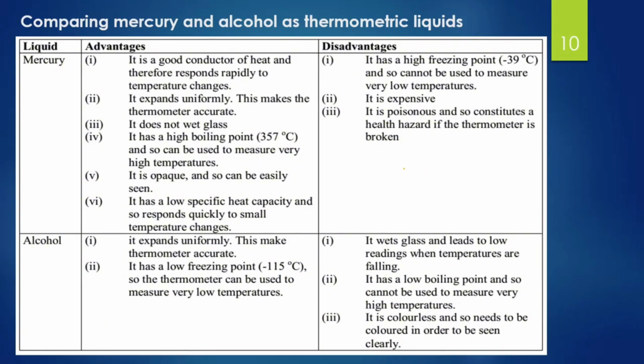So we have a simple table here that lists the advantages and disadvantages of mercury and alcohol as thermometric liquids. So you can pause the video and go through these properties. They will help you in your exams.